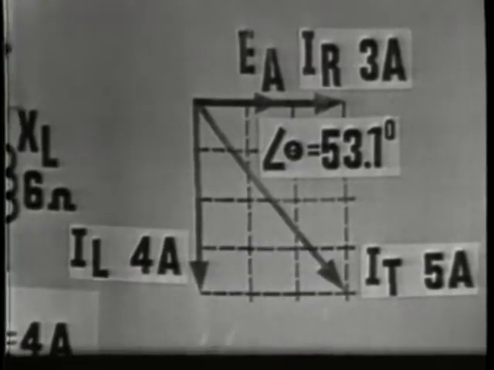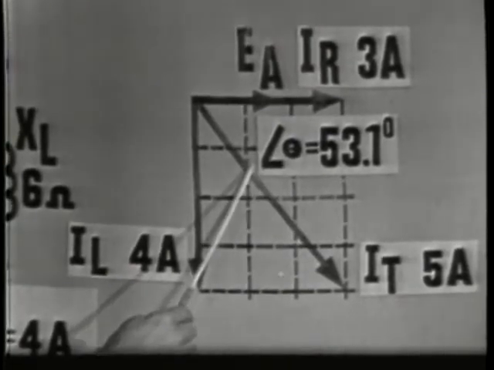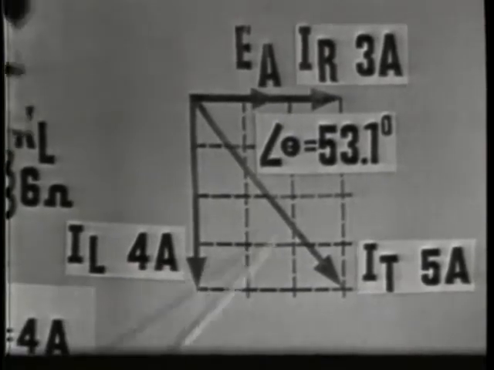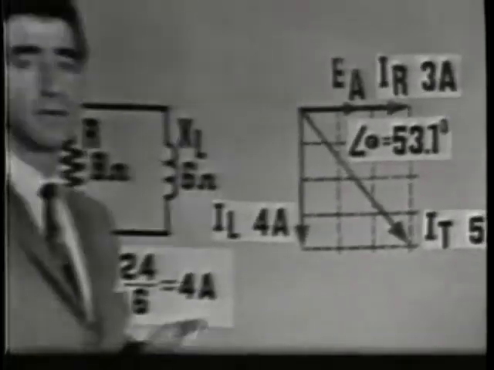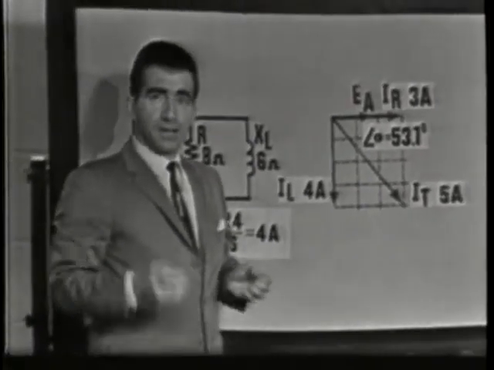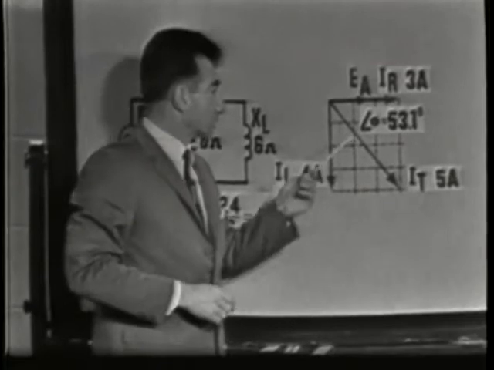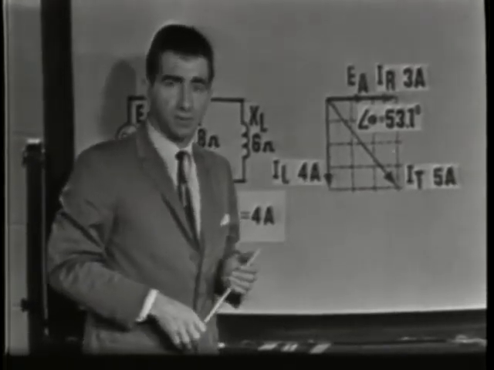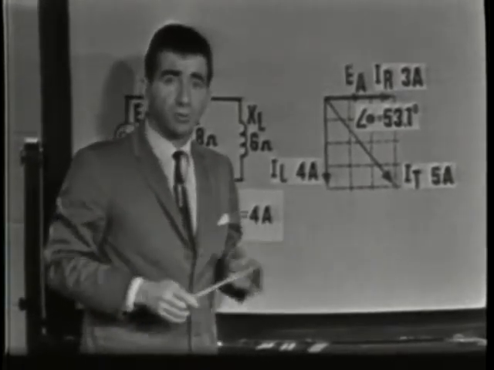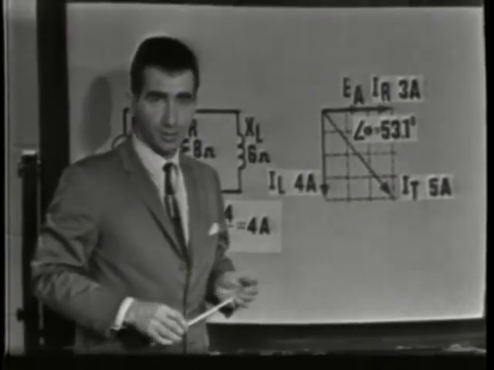And notice now that angle theta, since this is an inductive circuit, is a negative phase angle, or a negative 53 degrees. To be sure you realize that measuring this graph is approximate at best. The most accurate way to solve the problem is trigonometrically.